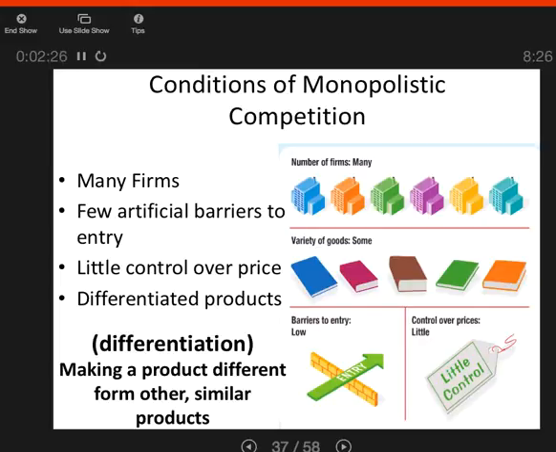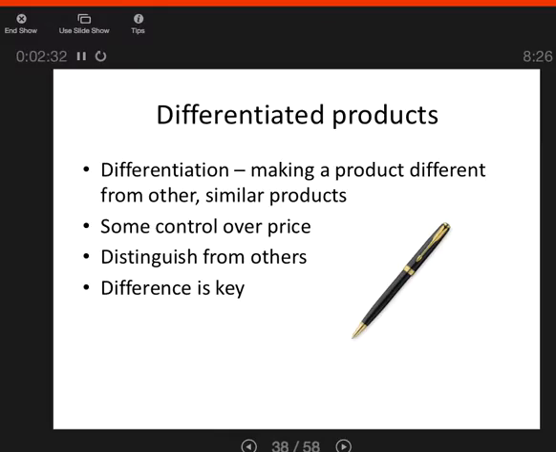So they try to differentiate themselves from other companies that are out there. So differentiation means making a product different from others, but still a similar product. How do you know if this is monopolistic competition or not? They need to have some control over price and distinguish themselves from others, with making a difference being the key.